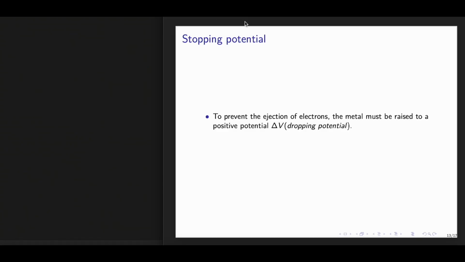Now let's talk about the stopping potential. The stopping potential is applied in order to prevent the ejection of the electrons from the metal. So how does it work? We have seen that in order to eject electrons from the metal, we have to provide an energy of a given frequency that we call the threshold frequency. And this energy must be equal to the work function.